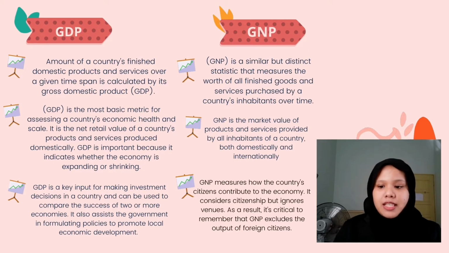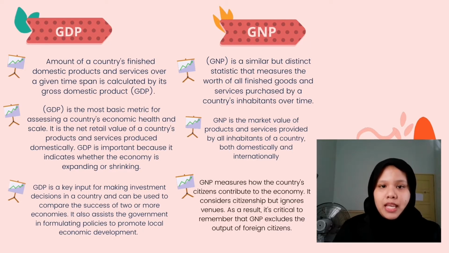Although GDP confines its interpretation of the economy to countries' regional boundaries, GNP broadens it to cover the country's national net overseas economic activities. The difference is the amount of a country's finished domestic products and services over a given time span is calculated by its gross domestic product, GDP. The gross national product, GNP, is a similar but distinct statistic that measures the worth of all finished goods and services purchased by a country's inhabitants over time.